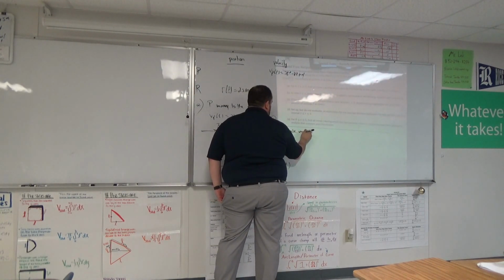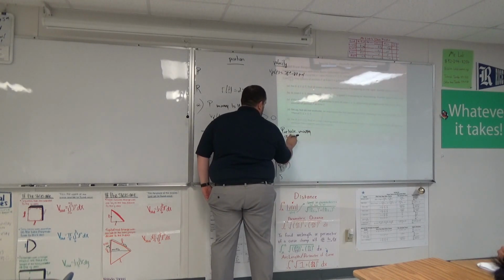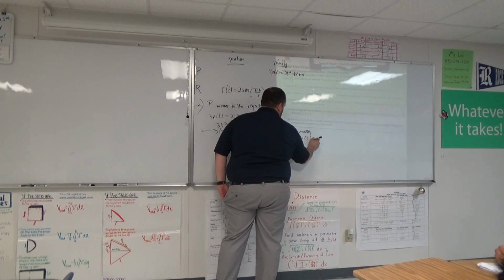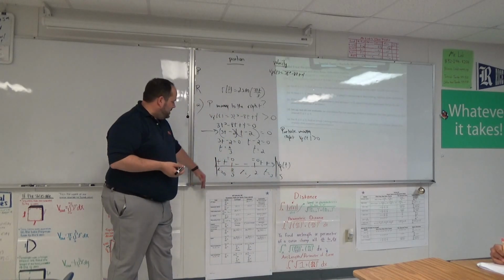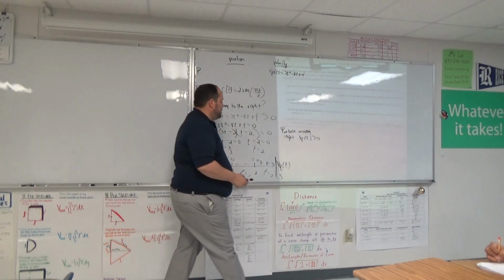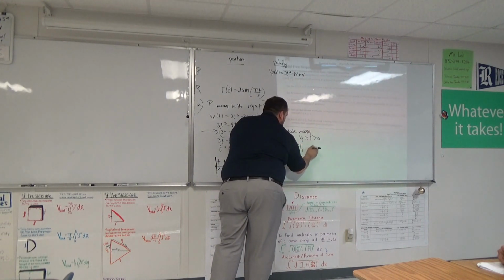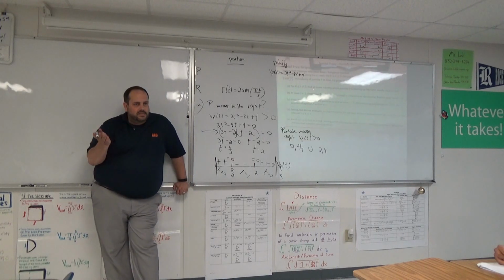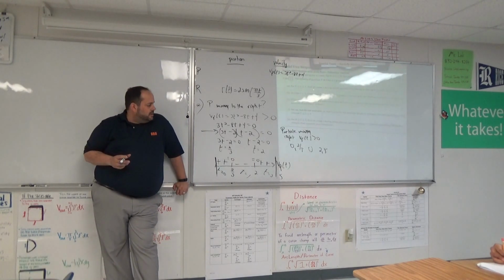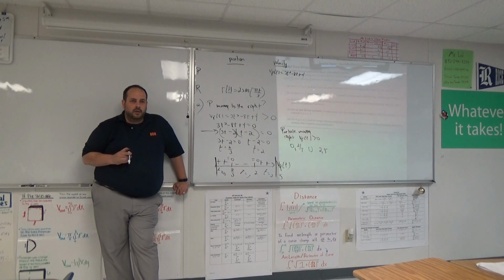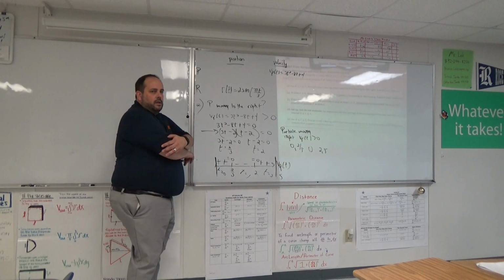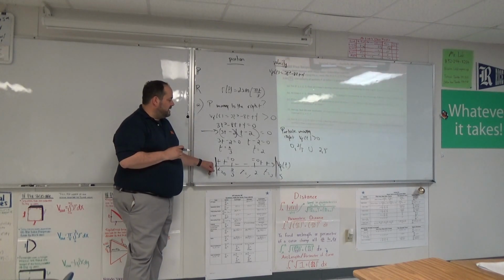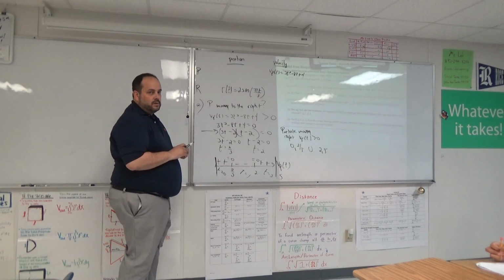Particle moving to the right. Moving to the right when v of t is positive, when's that happening? From 0 to 2/3, and from 2 to 5. I'm deliberately leaving out parentheses and brackets because I want us to have a good conversation here. Eunice, what do you think? What do you think about parentheses and brackets? If I look at the number line, where's the velocity positive?